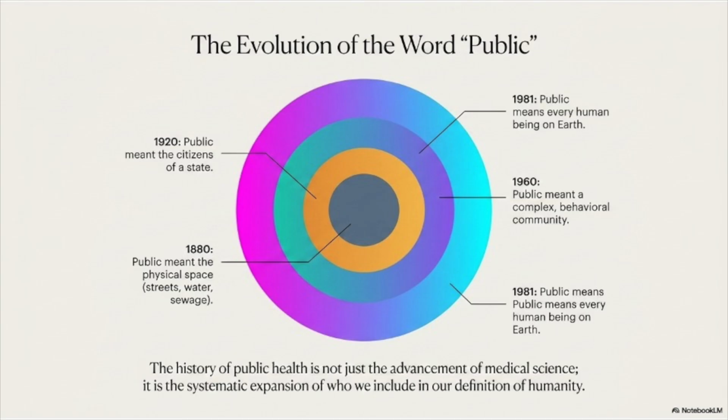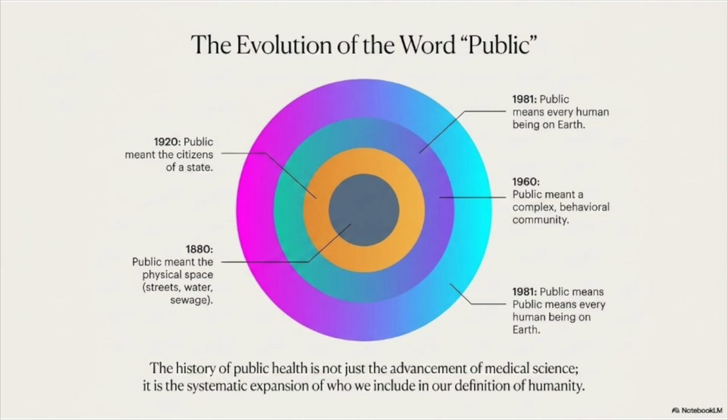Perhaps the most important lesson from this evolution is the changing meaning of the word public. In the earliest phase, public referred mainly to physical spaces such as streets, water supplies, drainage systems, and sanitation. Later, it referred to the citizens of a nation receiving organized health services. As our understanding of health expanded, public came to represent entire communities with complex behavioral and social interactions. Today, public means every human being on earth.